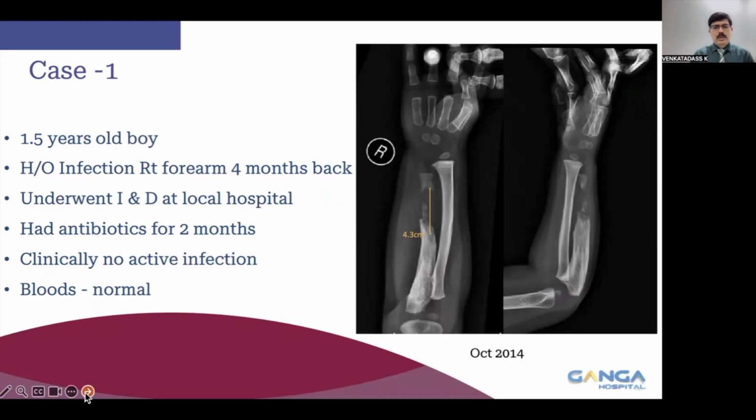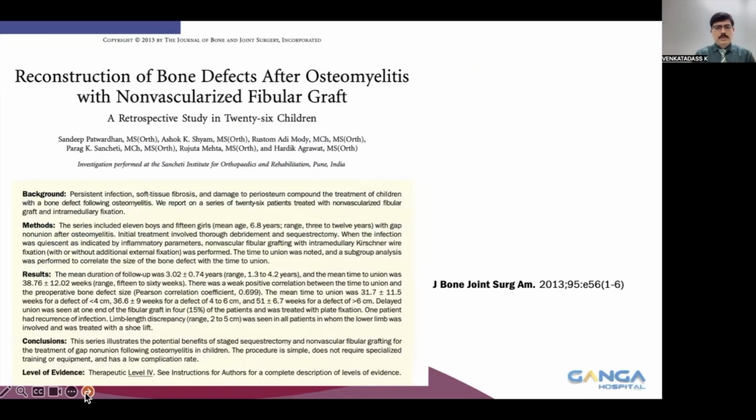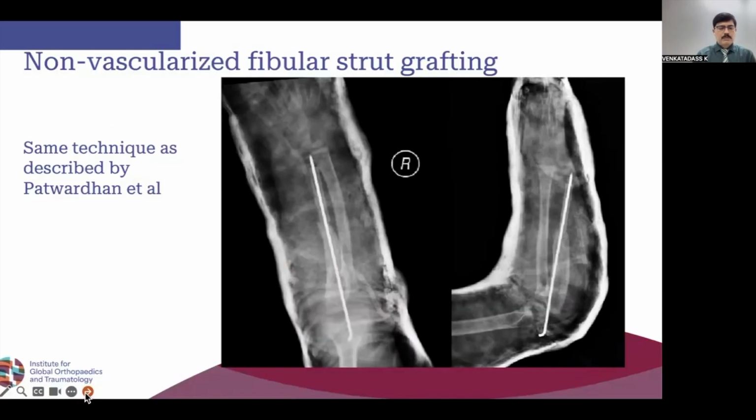His bloods are normal. And if you look at the X-ray, there is clearly a gap in the ulna, about 4.5 centimeters, with a small sequestrum as well. About this time, there was a publication by Dr. Sandeep Patwardhan in which they published the results of about 26 children with bone defects following osteomyelitis who were treated with non-vascularized tubular grafting with decent outcome. So we decided to do the same for this patient: non-vascularized tubular strut grafting and fixation with a K-wire.